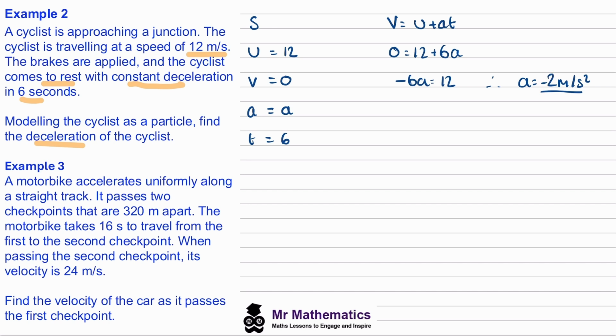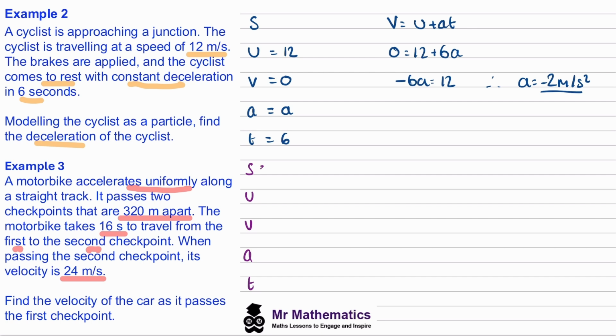For question 3, a motorbike accelerates uniformly. So we have constant acceleration along a straight track, and it passes 2 checkpoints that are 320 meters apart. The motorbike takes 16 seconds to travel from the first checkpoint to the second. When passing the second checkpoint, its velocity is 24 meters per second. So do you want to identify what our SUVAT values are? You can pause the video and come back when you've finished.